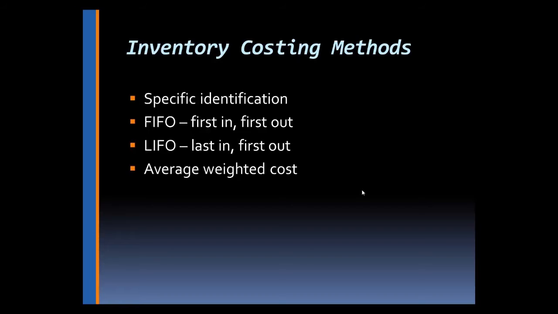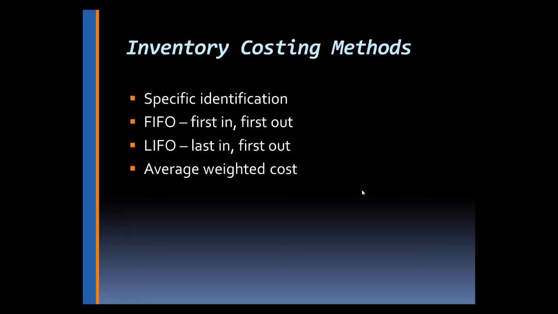How do we cost our inventories? Well, there's several ways to do it. One is called specific identification. We identify the cost in every single item in our inventory. For example, an automobile dealer would do this. They would identify every car that they have on the lot with a specific number, and they would identify the cost that they paid for that vehicle.